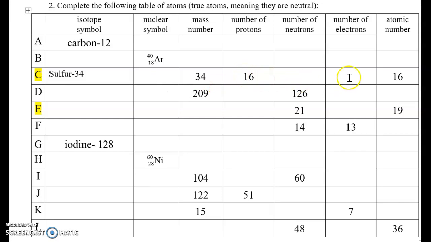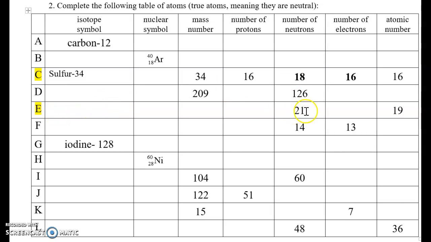So that's all set. Remember, in a neutral atom, the number of protons has to equal the number of electrons, so the positive and negative charge cancels out. So 16 protons means 16 electrons. And remember, neutrons plus protons equals the mass number. So, something added to 16 is going to give you 34. You can just find that by subtraction, and that's 18.